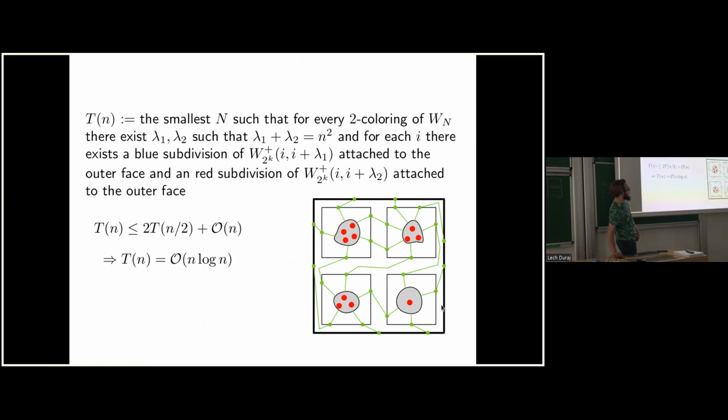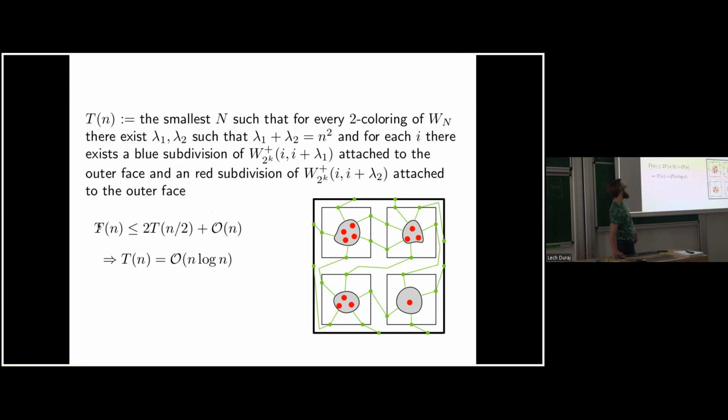So now, this is our procedure. We have a recursive call to 4 subwalls. Let's define T of n as the smallest n, such that for every 2 coloring of Wn, there exist lambda1 and lambda2, such that the sum of lambda1 and lambda2 is n squared. And for each I, there exists a blue subdivision of this subgraph W plus of size lambda1, so that it's attached to the outer face. And there will be also a red subdivision of W plus of size lambda2, which is attached to the outer face.